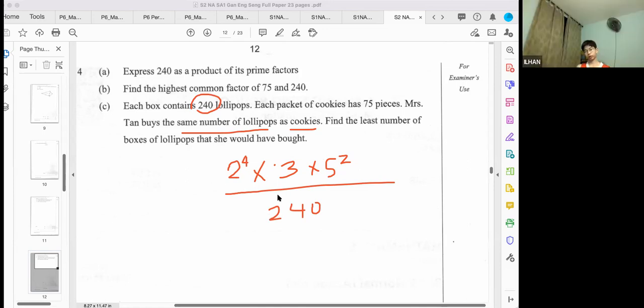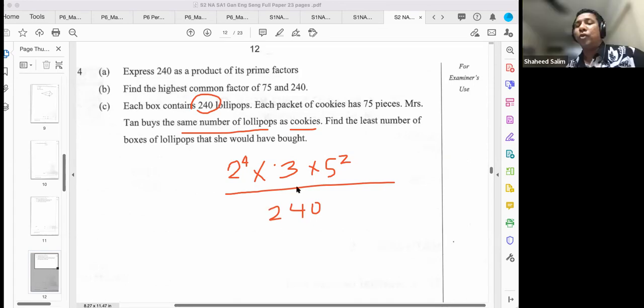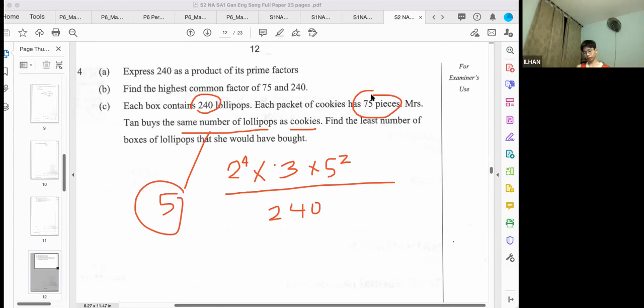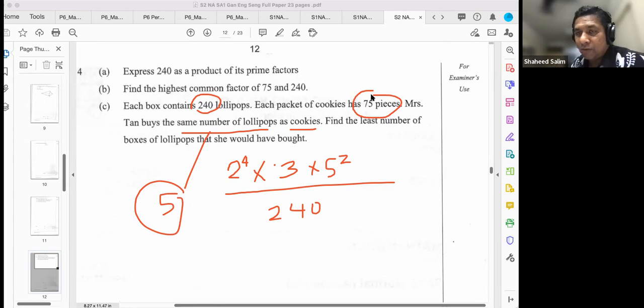12,000 divided by 240 equals 5. Your answer is 5 boxes. So if I ask you now, how many packets of cookies will there be? You take 12,000 by 5. No, no, not divide by 5. Divide by 75, because there's also 12,000 cookies.